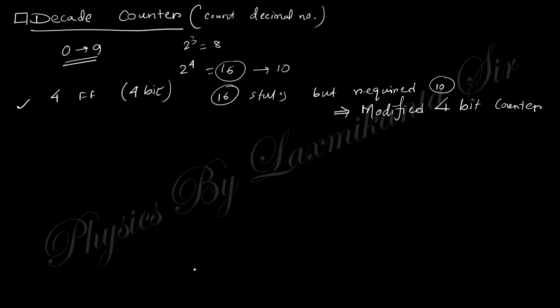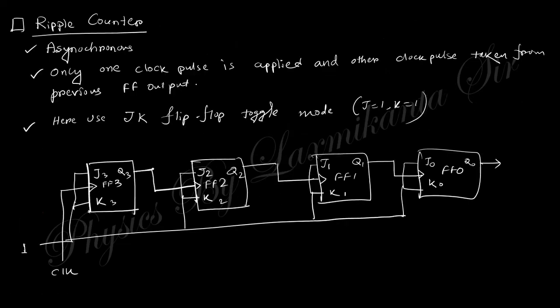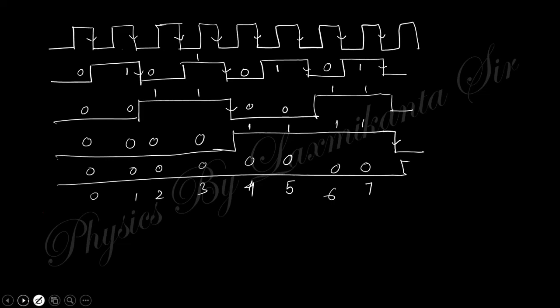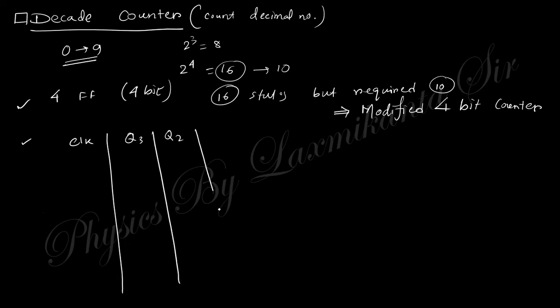So you need to modify this signal. Here the outputs are Q3, Q2, Q1, Q0. These are the bits which are used for counting. This 4-bit counter, when you take the truth table, you will understand very well. This is the clock pulse, and this is Q3, Q2, Q1, Q0.